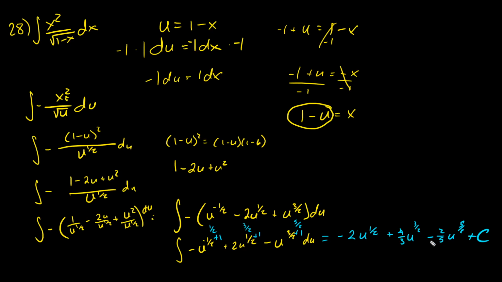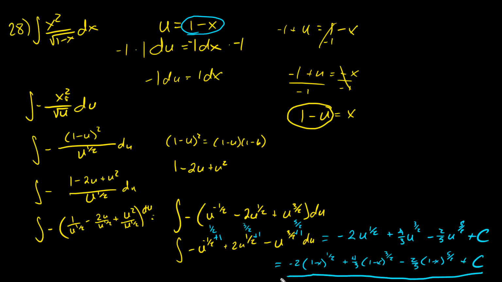And again, we don't want this. What we want is right here. Plug this in for u. I'm going to run out of room here, so we get negative 2 times (1 minus x) to the 1/2, plus 4/3 times (1 minus x) to the 3/2, minus 2/5 times (1 minus x) to the 5/2, plus c. And that is our final answer.